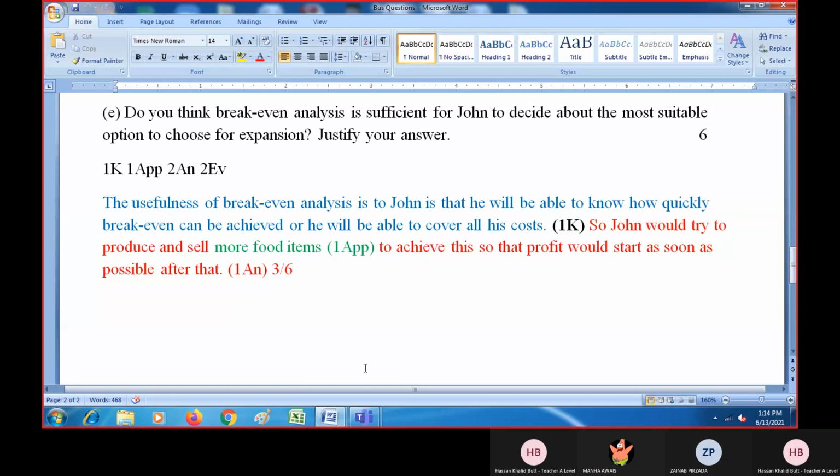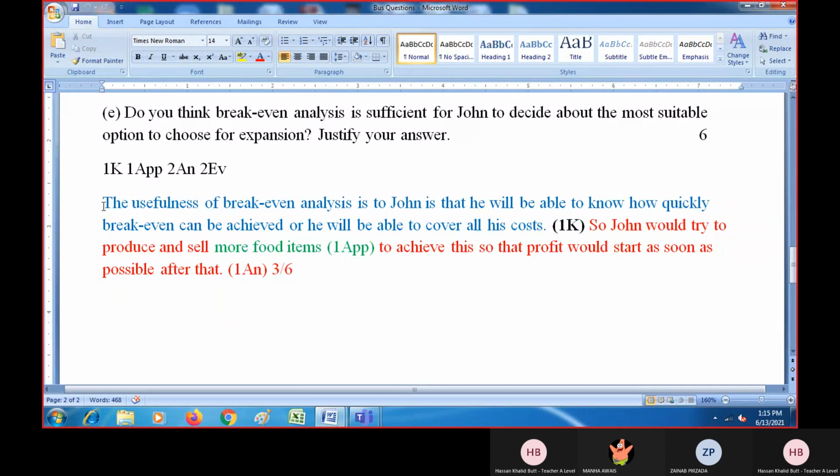So evaluation comes into play as well. Now we have four assessment objectives in this question: knowledge, application, analysis, and evaluation. So 1 mark for knowledge, 1 for application, 2 for analysis, and 2 for evaluation. So we wrote the usefulness.